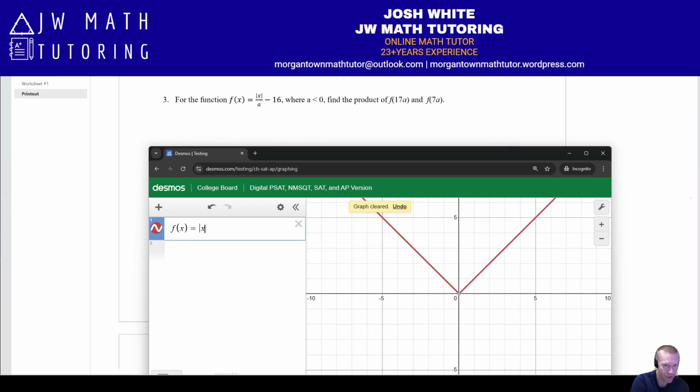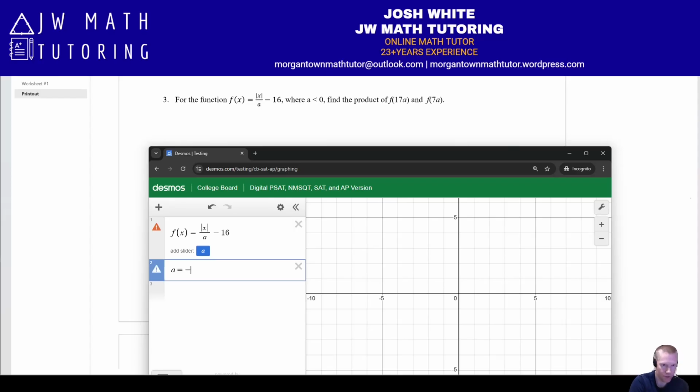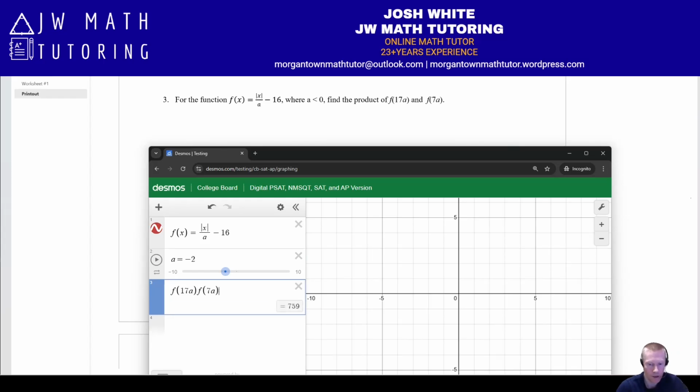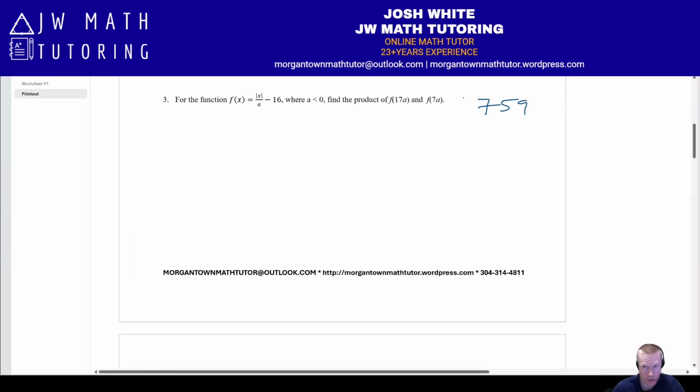So I'm going to define my function, absolute value of x divided by a minus 16. Now for a, I just need to pick a negative number, so I'll just put in, whatever, -2. Okay, so what's the product of f of 17a times f of 7a? Well, it's 759. That's it. That's the correct answer. You don't need to do any more work than that.